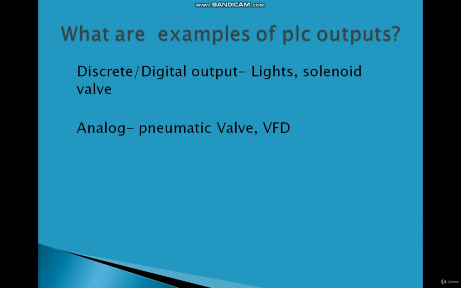What are examples of PLC outputs? Well, on the discrete digital outputs, examples would be like lights and solenoid valves, because they are on off. And for analog, the outputs would be like pneumatic valves, as the valve switches whenever it's stroking, and like VFDs.